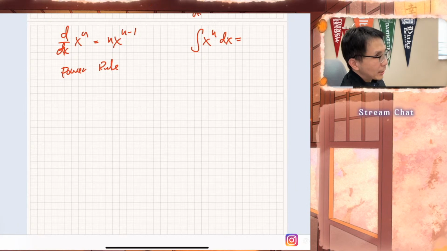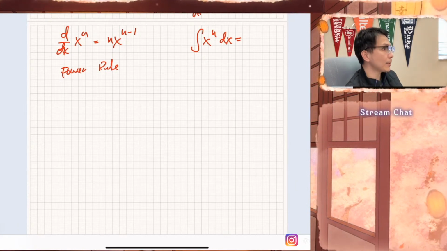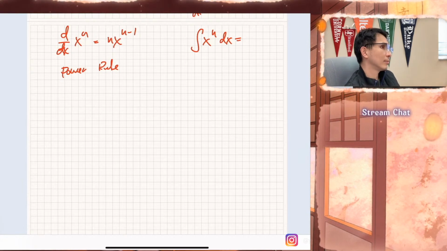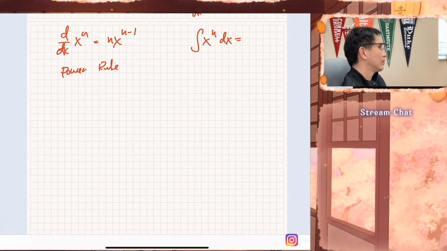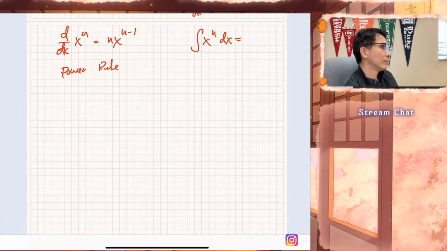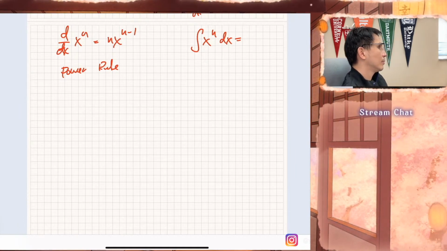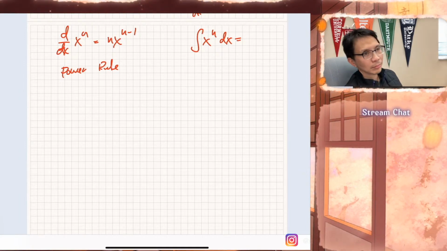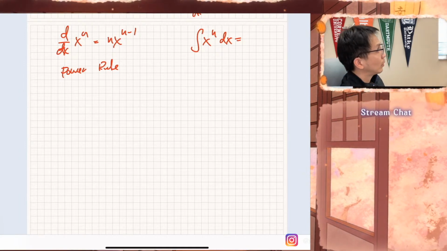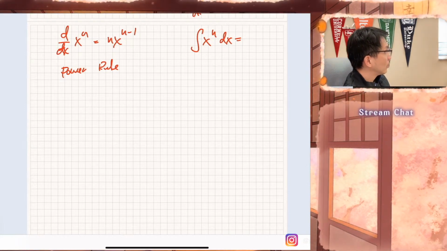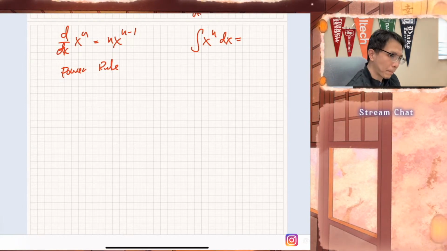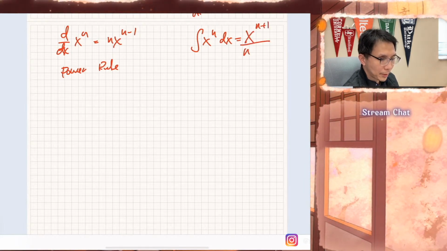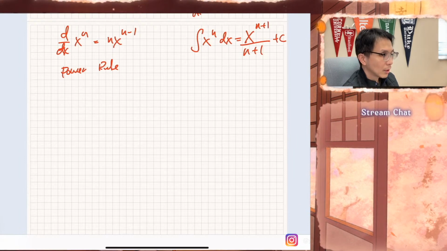Do you guys know what the integral of x to the n dx is? It would be x to the n plus 1, divided by n plus 1. Good job. Plus c. Well, why is that?